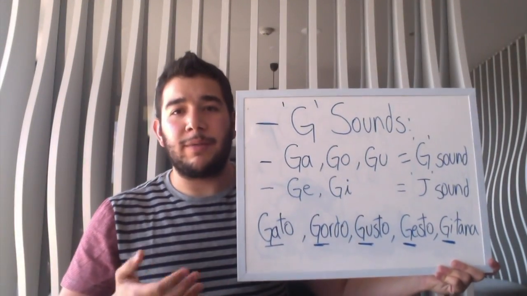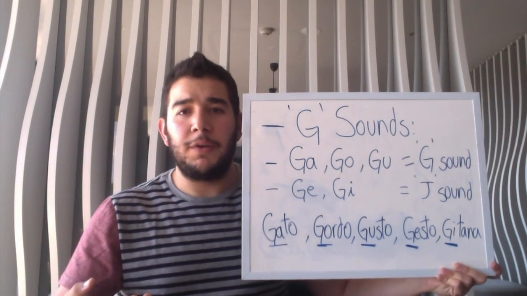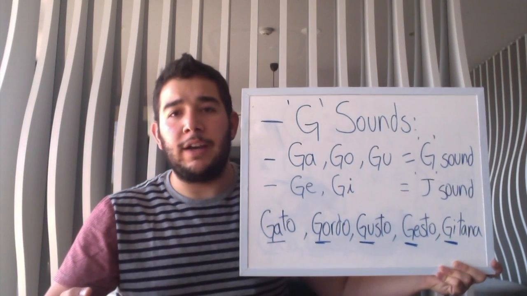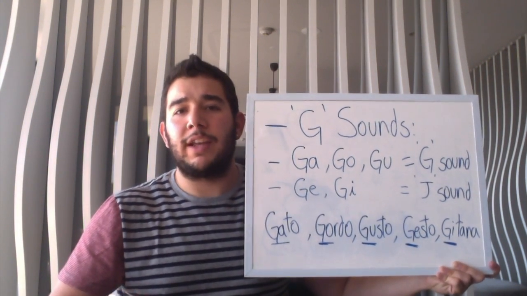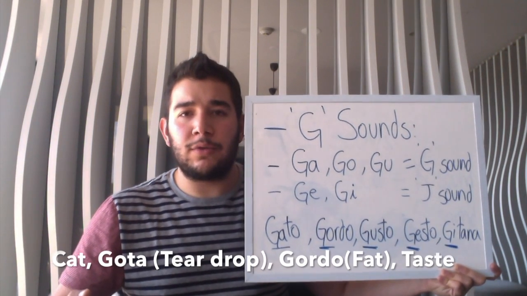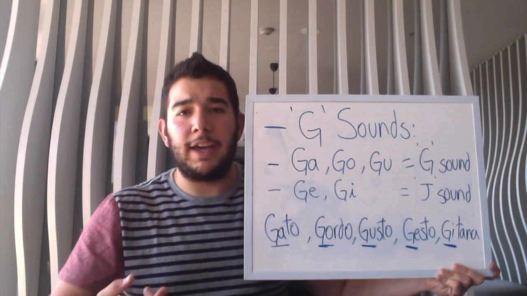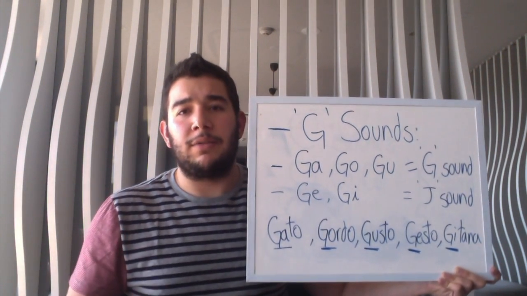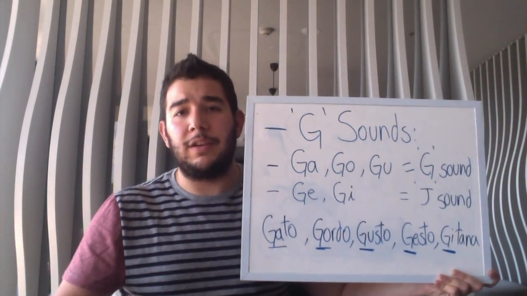Okay, with letter G, it's a very similar scenario. If we have GA, GO, or GU, we'll be making the G sound. But if we have GE or GI, we'll have the J sound. So for example, words like gato, gota, and gusto will have the G sound. However, if we have gesto or gitana, notice how it changes into the J sound. So that should be all for letter G and C for now.